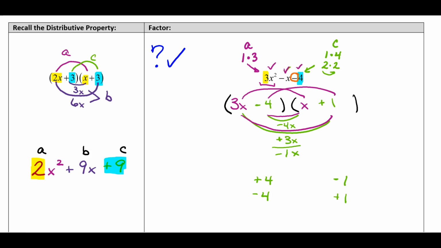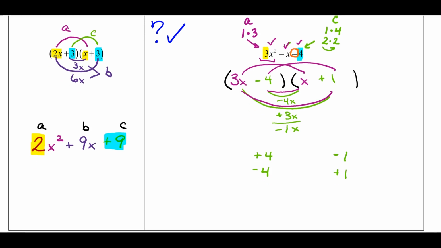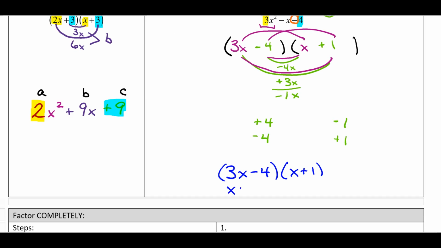So you're guessing and you're checking until you get the right answer. It's kind of like a puzzle. So we're going to put down 3x minus 4 times x plus 1. Or you could say x plus 1 times 3x minus 4. Either answer would be correct because multiplication follows the commutative property.